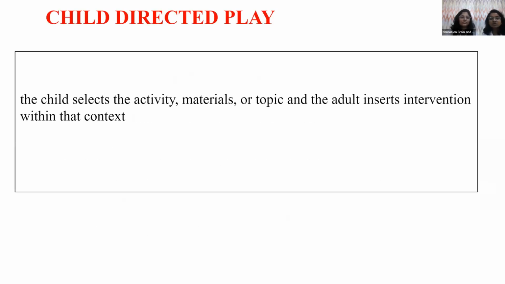Now, let's move on to a few of the management techniques or strategies that we use to manage children with autism spectrum disorder. One of them is child-directed play. In this, the child selects the activity, material or topic. The adult inserts the intervention within the context. Child-directed play may be beneficial because children with autism have difficulty in disengaging and shifting attention, a process that is required more by adult-directed play compared to self-directed play.